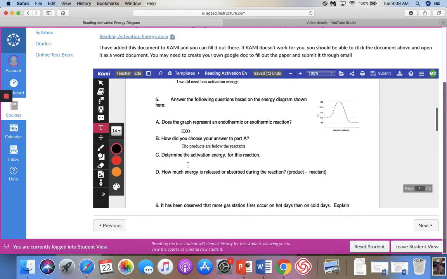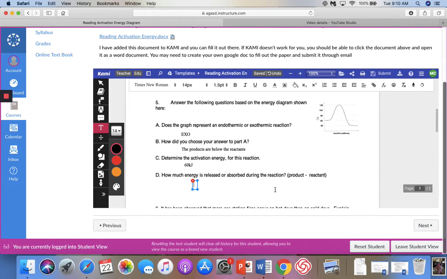Determine the activation energy for this reaction. Okay, so I start here at 60. Looks like it goes up by 20s. So 60, and I'm trying to get to 120. So 120 minus 60, that is 60 kilojoules. How much energy is released or absorbed during the reaction? So energy is being released because we know this is an exothermic reaction. It started at 60 and I'm down to 40. So 20 kilojoules would be released.